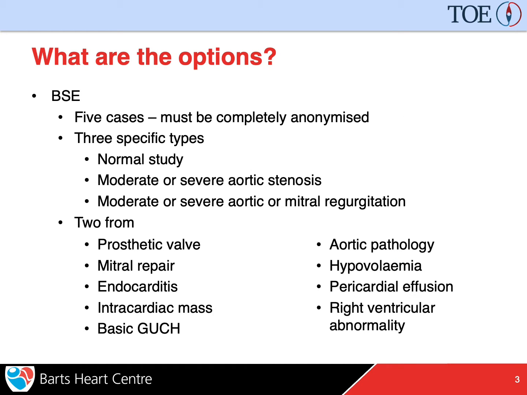The BSc is a bit different, so they want 5 cases and they have to be completely anonymised, so no age and no sex. They ask for 3 specific types, so a normal study, aortic stenosis and mitral regurg, and then 2 from the list on the screen. The BSc requires that you submit all images from a minimum data set, and it makes no distinction between cardiology and perioperative. So you require a significantly large number of pictures. They need to be submitted using a PowerPoint, unlike the EACVI, which has its own specific piece of software, which is web-based.